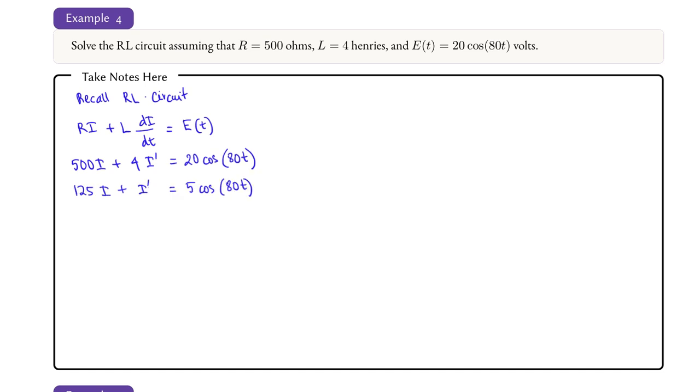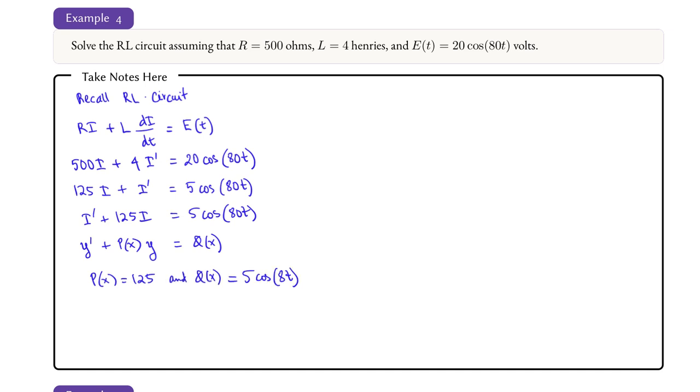We then divide by 4 to simplify the equation and rearrange it to write it in the form i prime plus 125i equals 5 cosine of 80t. But this is the standard form of the first order linear differential equation with p of x equals 125 and q of x equals 5 cosine of 80x.